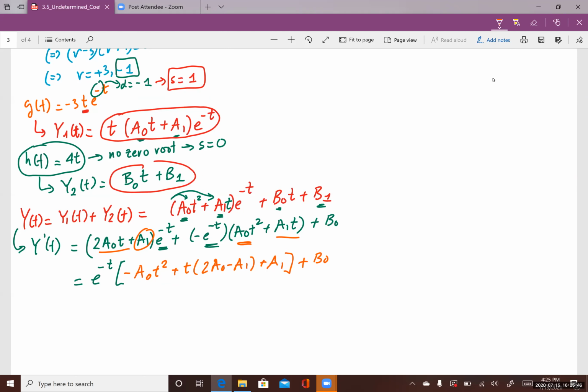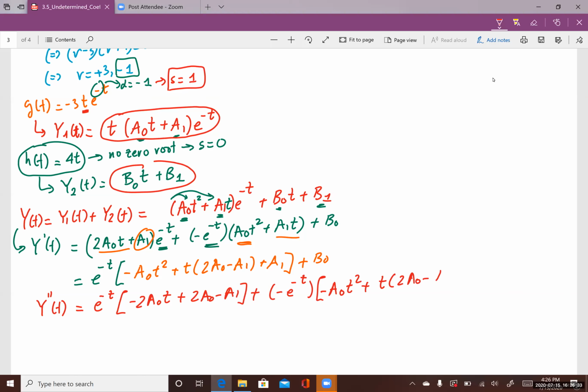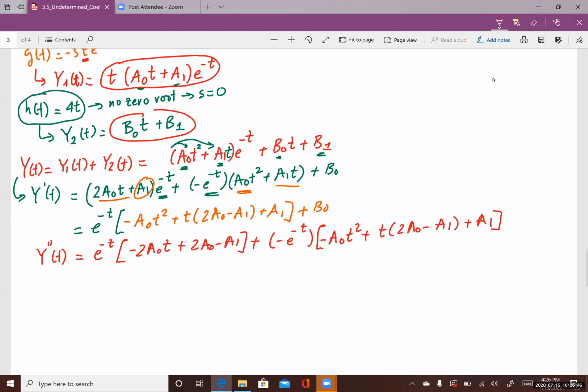So now I can try to find y double prime. Okay, and again, I just need to use the product rule for the derivative. So first I want to find the derivative of this function and then keep this function. So it's going to be e to the negative t times (negative 2a0 t plus 2a0 minus a1). This is going to be 0, and this is going to be 0. Okay, plus the derivative of e to the negative t, which is negative e to the negative t, multiplied by just this polynomial. And again, the derivative of b0 t is b0. So now I already found y prime and y double prime.